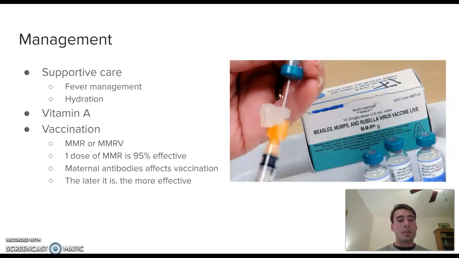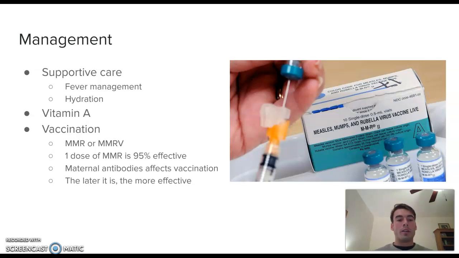As far as management goes for measles, the easiest way to defend against it is supportive care, so stuff like fever management or hydration. Also making sure the person infected with measles is getting enough vitamin A, such as in dietary supplements. And then the main way to defend against measles, however, is vaccination.